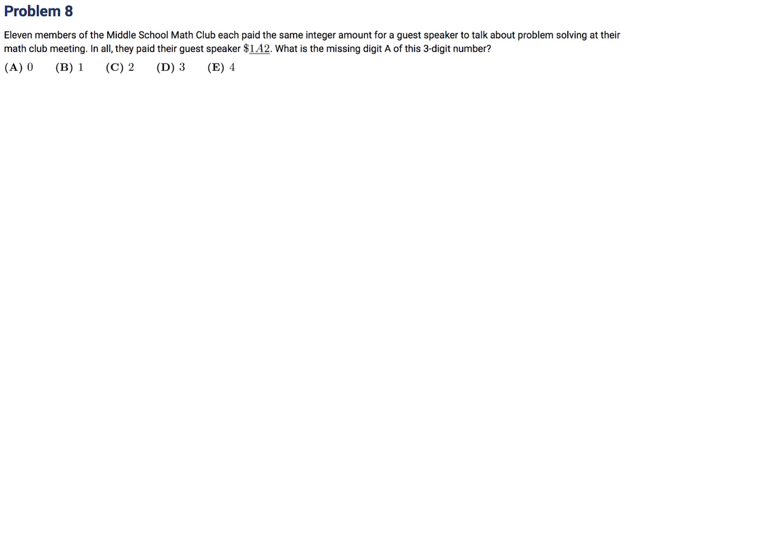11 members of the middle school math club each paid the same integer amount for a guest speaker to talk about problem solving at their math club meeting. In all, they paid their guest speaker $1A2. What is the missing digit A of this 3-digit number? So 11 times x, so 11x is equal to 1A2. Well, obviously, this is a multiple of 11, and it's a 3-digit number. So just add, get a 3-digit number that's a multiple of 11. Well, the first one is 110. The next one is 121. The next one is 132. And this one looks awfully similar to that one. So obviously, this has got to be a 3. So A is equal to 3. So therefore, number 8, the answer is D.